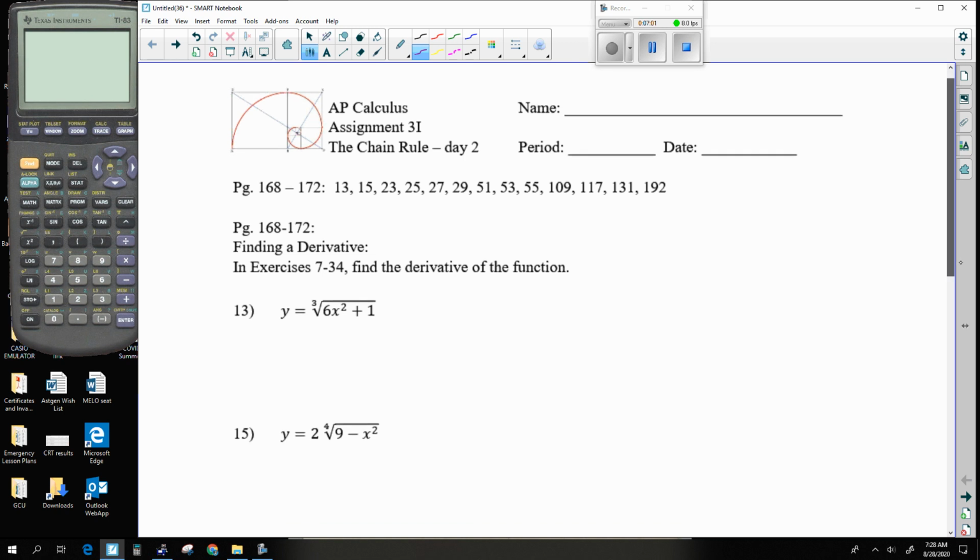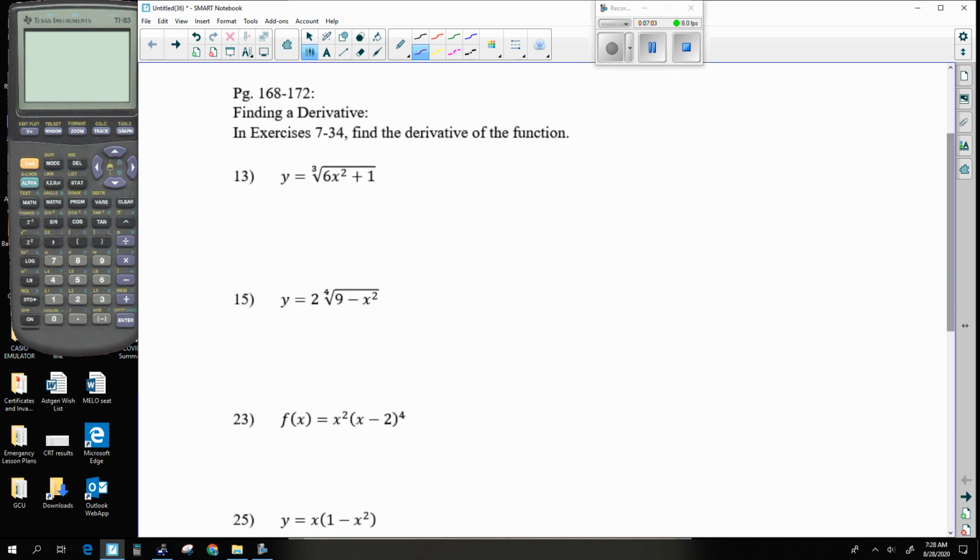So we're asked to find the derivative, and obviously there's chain rules. Now, you'll notice in number 13, it's not an obvious chain rule. A lot of times you have to rewrite this stuff to make it look more like a chain rule kind of problem. So this is 6x squared plus 1, and then the third root means that it's all to the 1/3. So now it's an obvious chain rule, and the outside is this to the 1/3 portion. That's the outside.